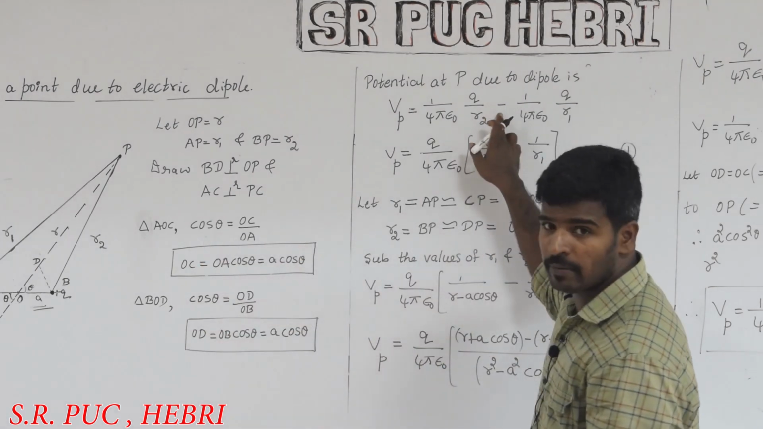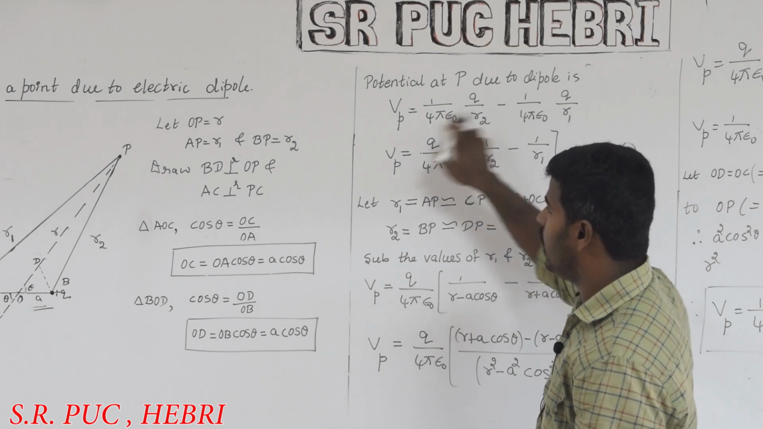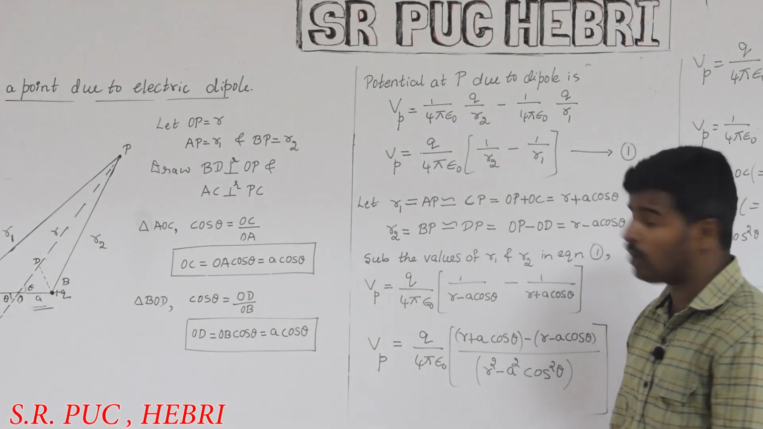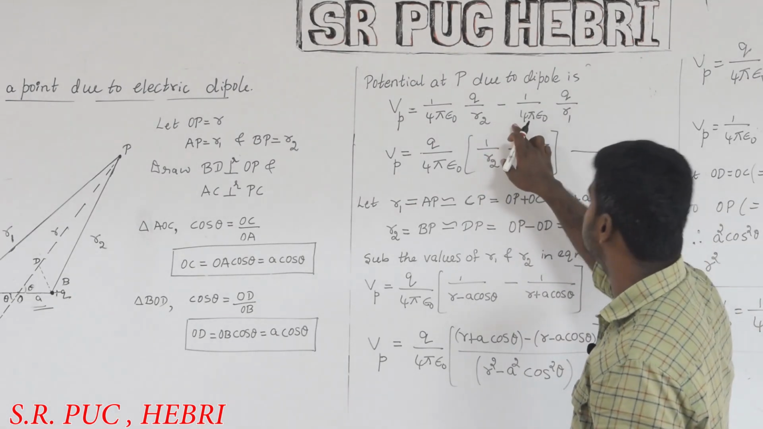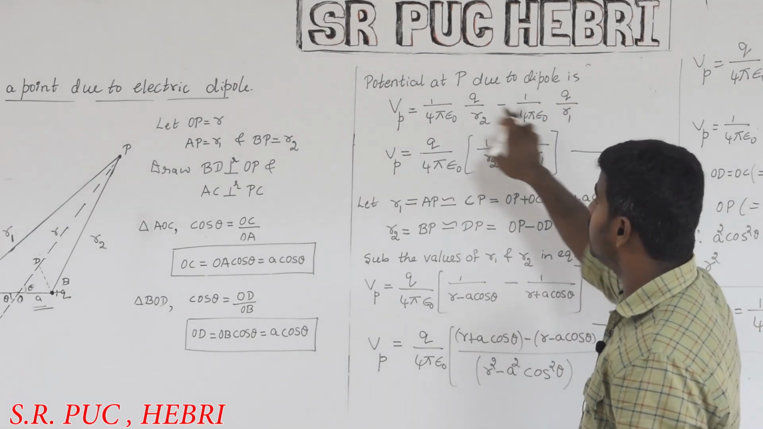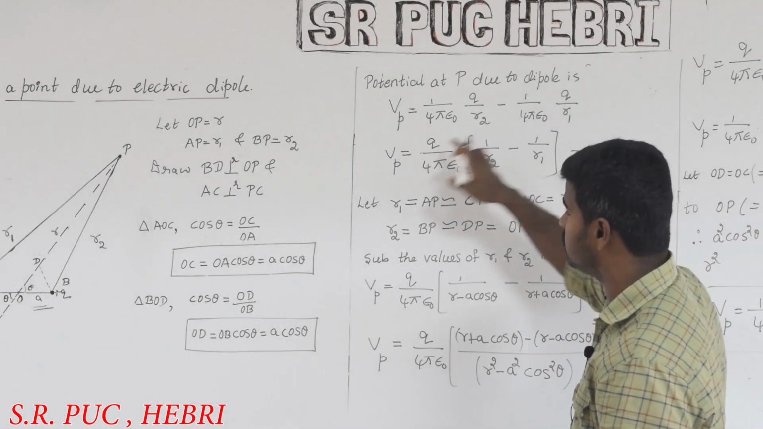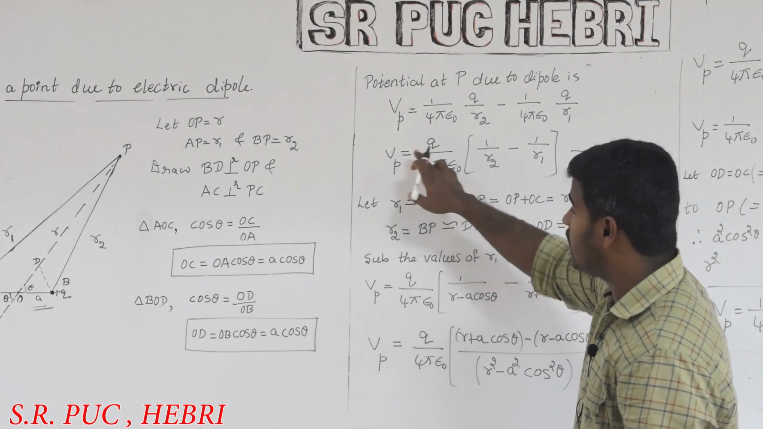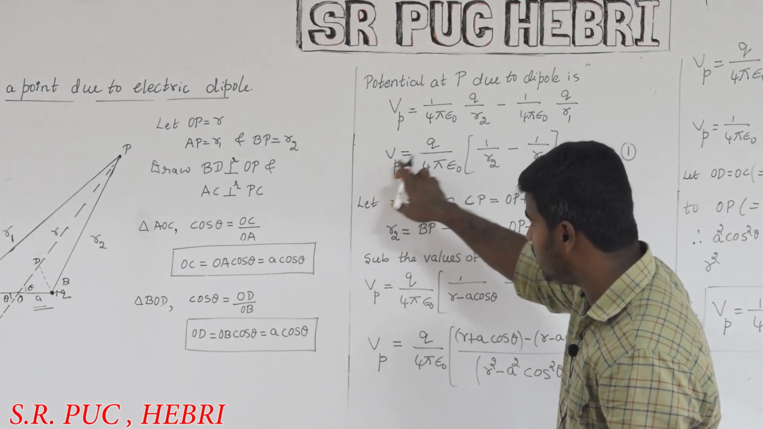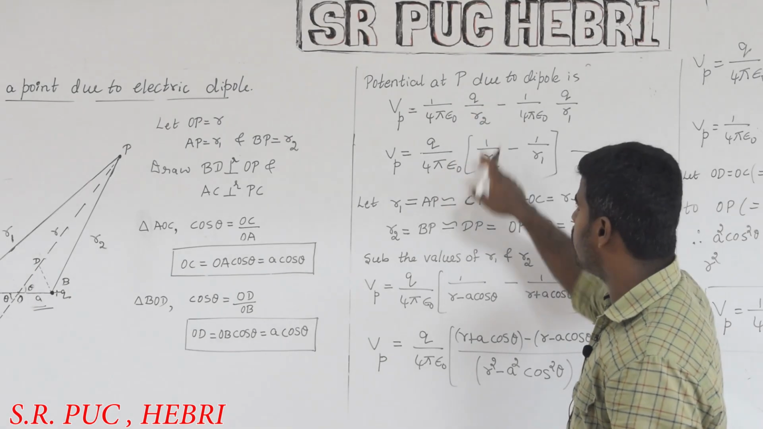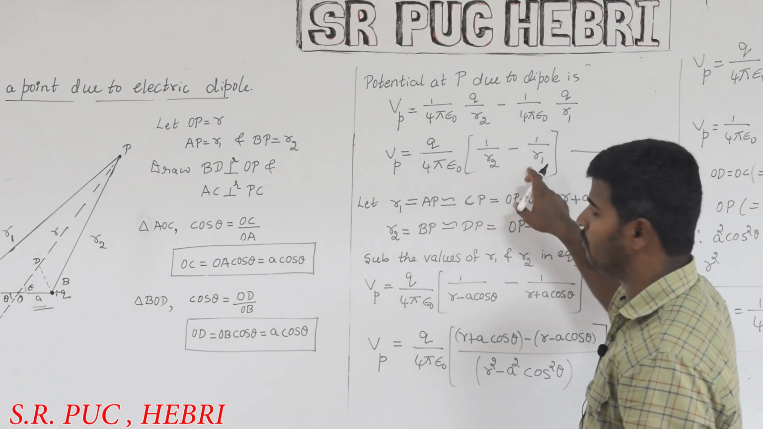Therefore, plus into minus will be a minus. That is the reason why here it is negative. Therefore, Vp is equal to 1 by 4 pi epsilon naught times Q divided by R2, minus 1 by 4 pi epsilon naught Q divided by R1. In both the equations, Q divided by 4 pi epsilon naught is taken as common. Therefore, potential at the point P is equal to Q divided by 4 pi epsilon naught times 1 by R2 minus 1 by R1.